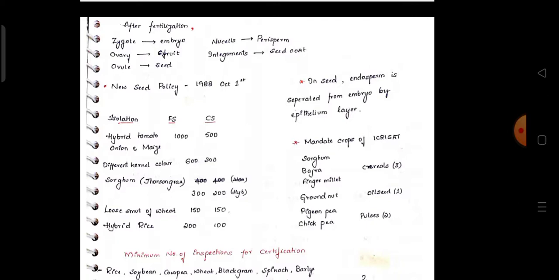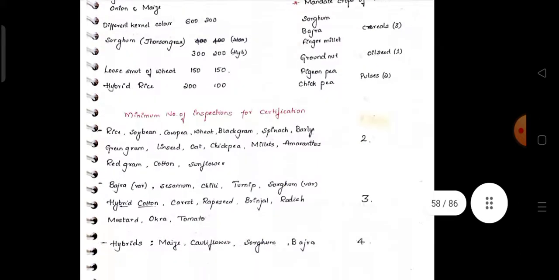Mandated crops of ICRISAT. As you know, ICRISAT works with five mandatory crops: sorghum, bajra, groundnut, pigeon pea and chickpea. Here finger millet is also added.